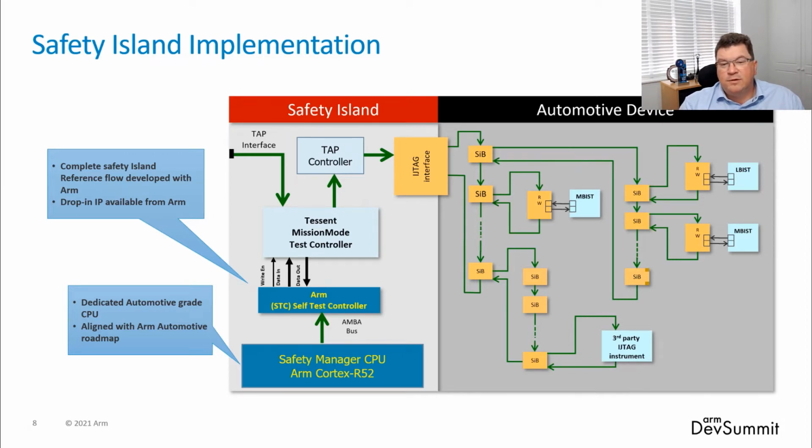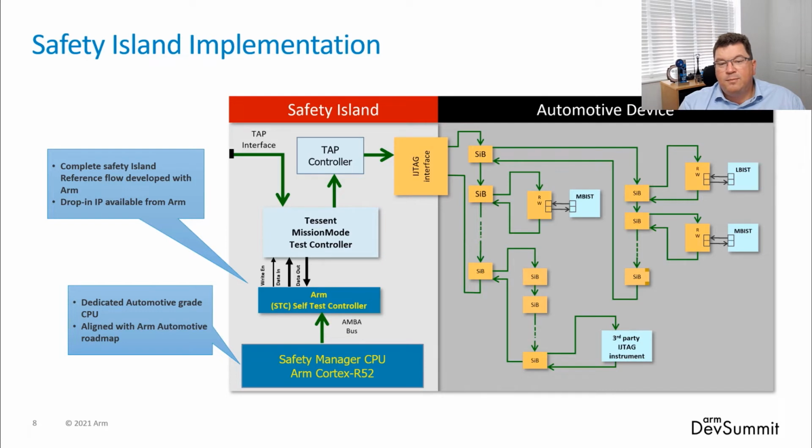On the right hand side of this diagram, you'll see a typical automotive device with a mixture of our test instruments embedded. So memory BIST and logic BIST. And then the IEEE 1687 test architecture. On the left hand side, you will see the safety island area itself. And the first thing you'll notice is we've isolated that area from the rest of the device. This is something that's not essential on all devices, but certainly when you're targeting the ASIL D level, which is the safety critical type devices, this may be a requirement.